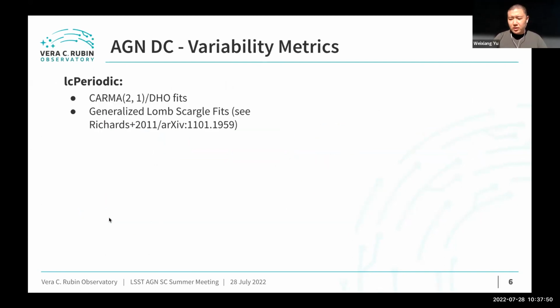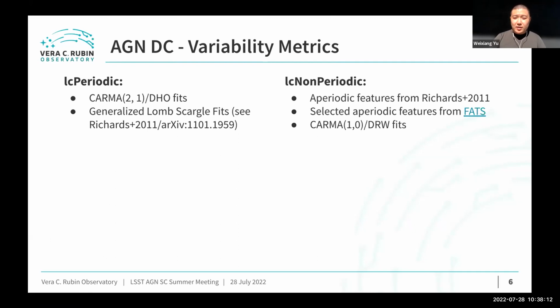Given the light curves, we computed roughly 320 time series features in two main categories. The first one is periodic features, which include CARMA(2,1) and damped harmonic oscillator, DHO, fits, and generalized Lomb-Scargle fits from the Richards 2011 paper. Note that this is not our own Richards. Another category is non-periodic or aperiodic features, mostly those from the same Richards 2011 paper, and a selection of them from the FATS library, also fitting light curves to the CARMA(1,0) or DRW process.